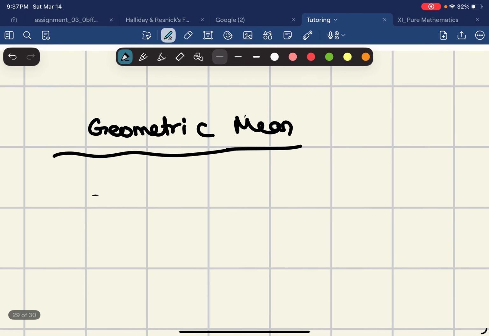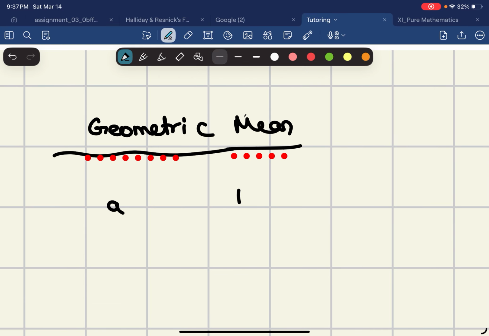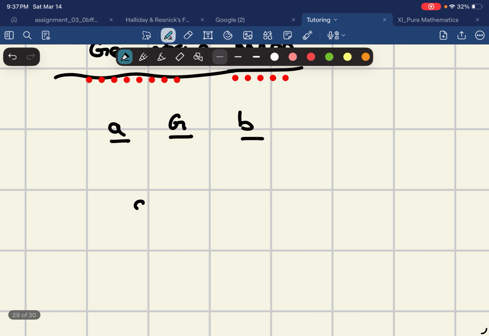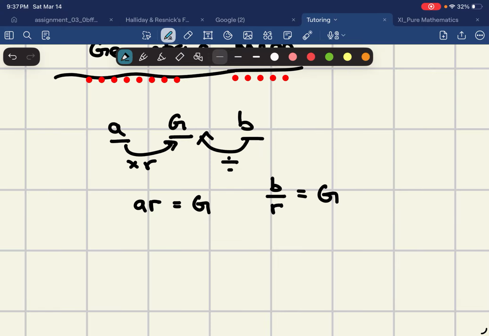Geometric mean is basically you have two values again, A and B, and let's call their geometric mean G. A geometric mean is the value that you want to put in between A and B such that these three numbers now form a geometric sequence. So A times some common ratio R has to be G, and B divided by the common ratio should give you G as well. Dividing by R here gives me G, and multiplying by R here gives me G.